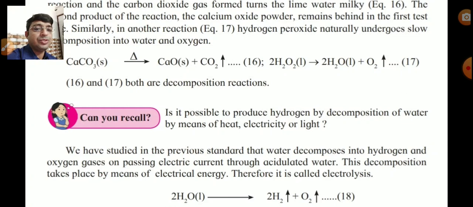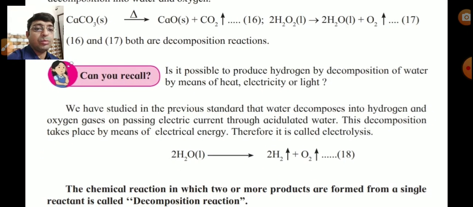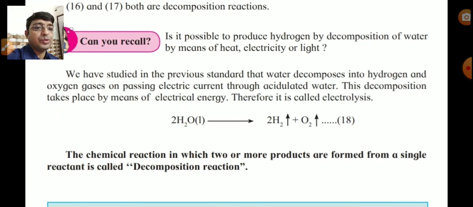This decomposition takes place by means of electrical energy, and that's why it is called the electrolysis process. So, two water molecules in liquid state. You write on that arrow electrolysis or electrical energy. That condition is required on the arrow. You write it down there. Then, on decomposition, two hydrogen molecules and one oxygen molecule are released in a gaseous state. So, define decomposition reaction.